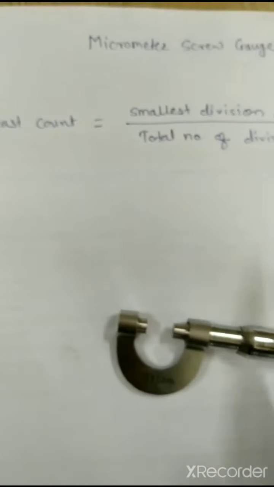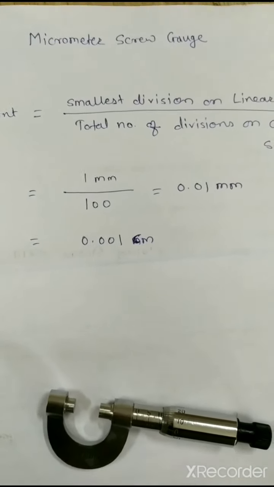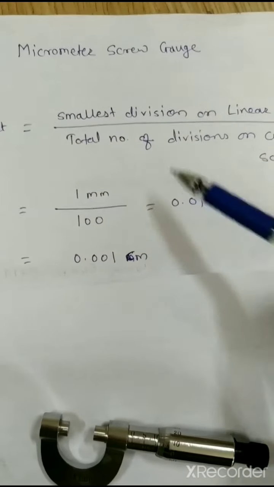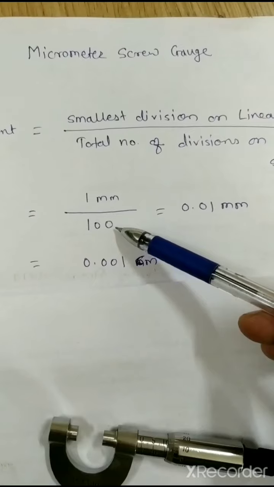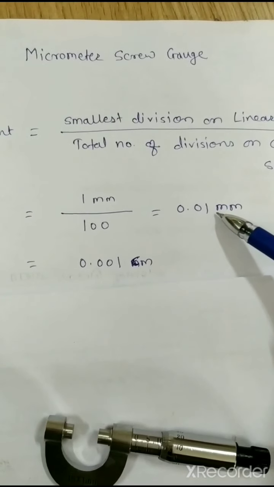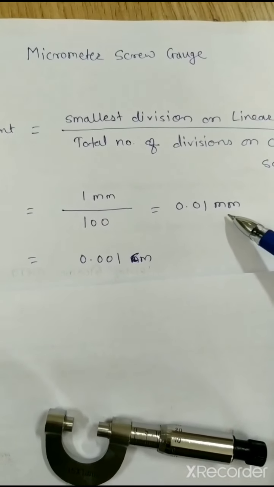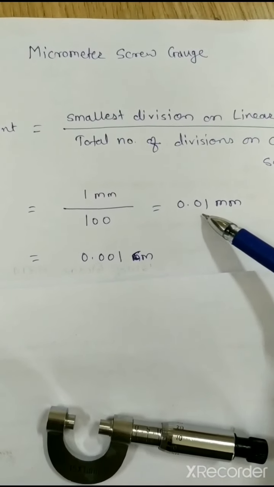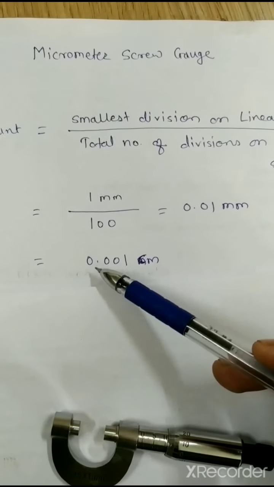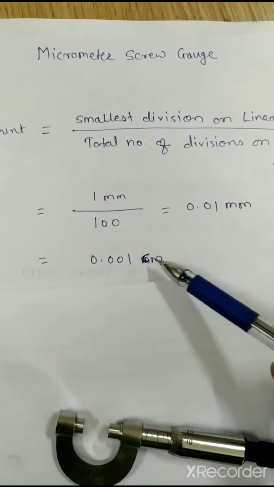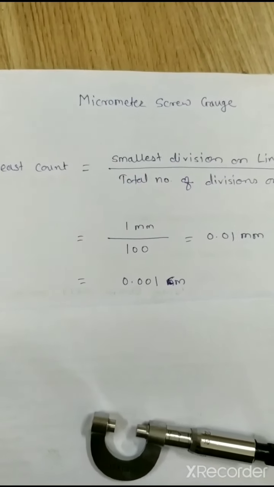So the least count of micrometer screw gauge, to put the values, that is smallest division on a linear scale will be 1 mm divided by total number of divisions we have calculated, that is 100. So we get 0.01 mm. This answer is in mm. So least count of micrometer screw gauge is 0.01 mm. If you want to write in centimeter, then it will be 0.001 centimeter.